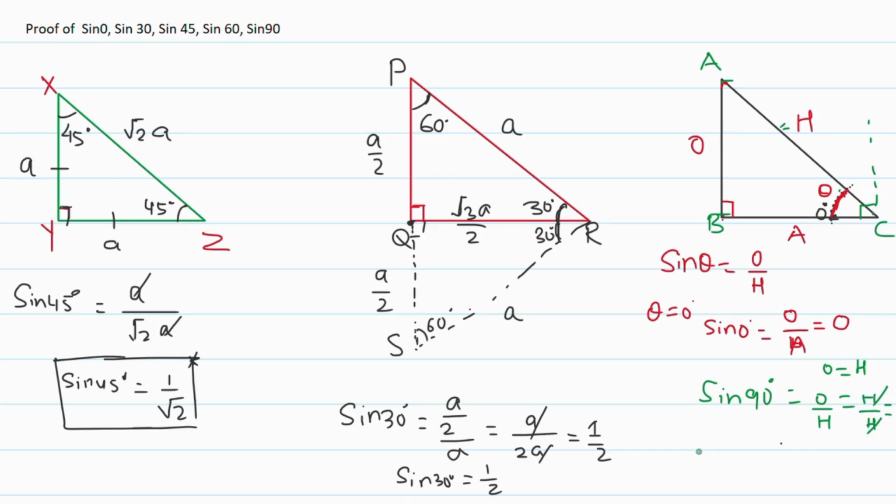1. So this is how we get the values of sine 0, sine 30, sine 45, sine 60 and sine 90. We can do the same for the remaining trigonometric functions. I hope all of you understood the proof.